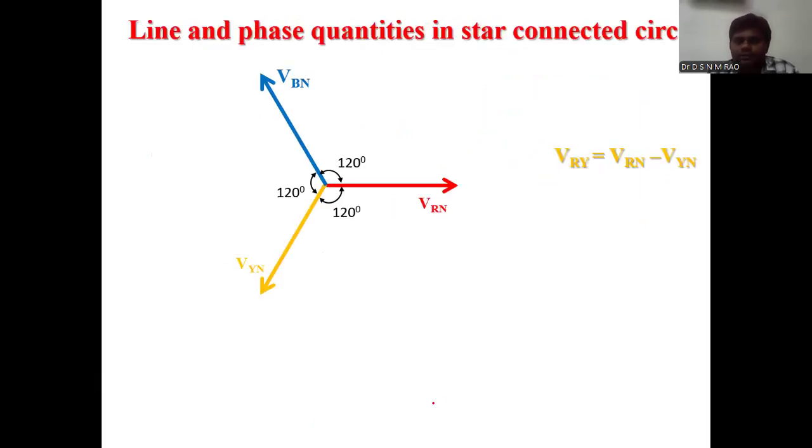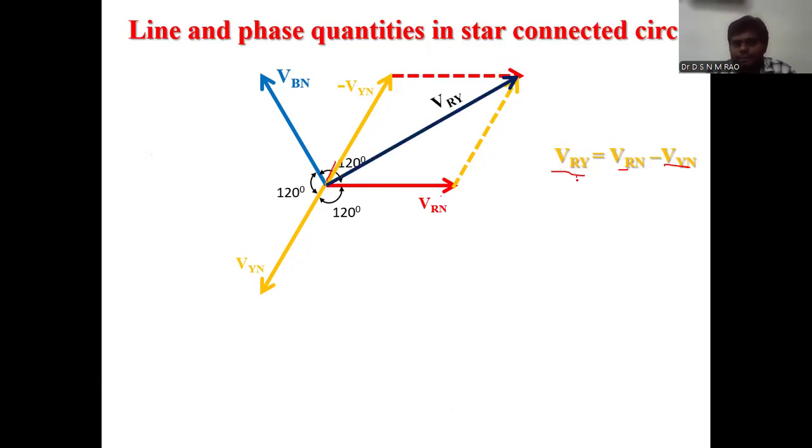As we know, in a three-phase star connected system, the three-phase voltages are displaced by 120 degrees: VRN, VYN, VBN. So I want to draw the VRY. VRY is the phasor sum of VRN minus VYN. VRN is here, and this is the VYN, positive. If you project this oppositely, exactly 180 degrees phase shift, this is minus VYN. So the vector sum of VRN plus minus VYN will give the VRY.